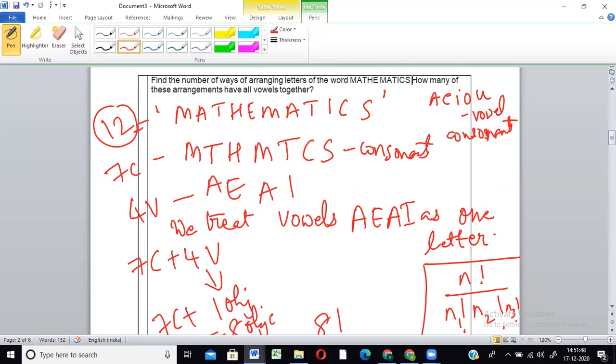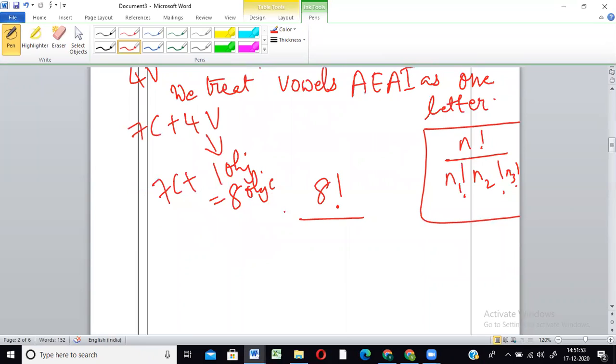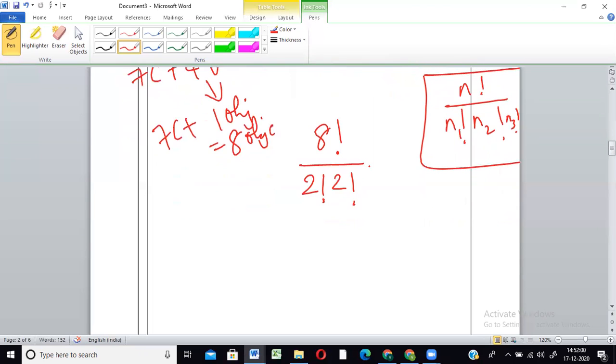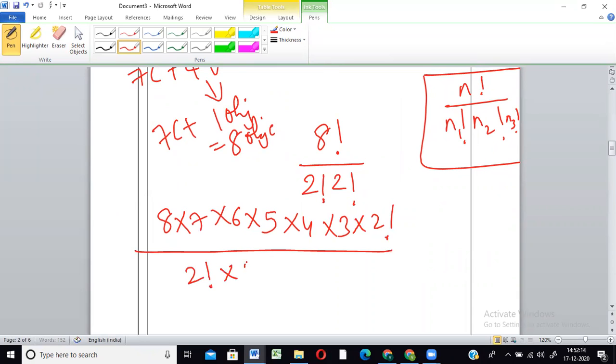So what all repeats here? M is repeating twice, T is repeating twice, correct? So M is of one kind, repeating twice. T is of another kind, repeating twice. So in total, how many do we have? This is something we will have to calculate. What is n factorial? 8 factorial upon 2 factorial into 2 factorial. 8 factorial is nothing but 8 into 7 into 6 into 5 into 4 into 3 into 2 factorial upon another 2 factorial into 2 factorial. This 2 factorial gets cancelled. 2 factorial is again equal to 2 only.